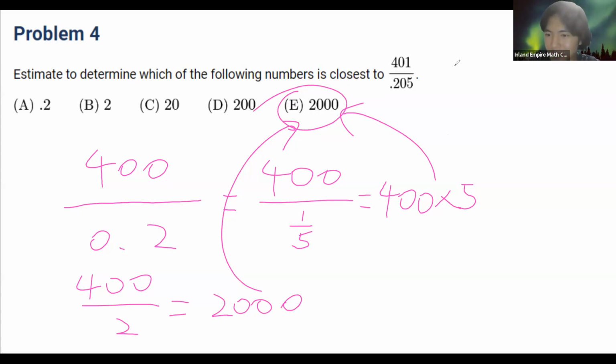Does that make sense, Kimmy? Does anyone else have any questions on this one? Okay. It's okay, you'll get better with practice. All right, let's take a look at the next question.